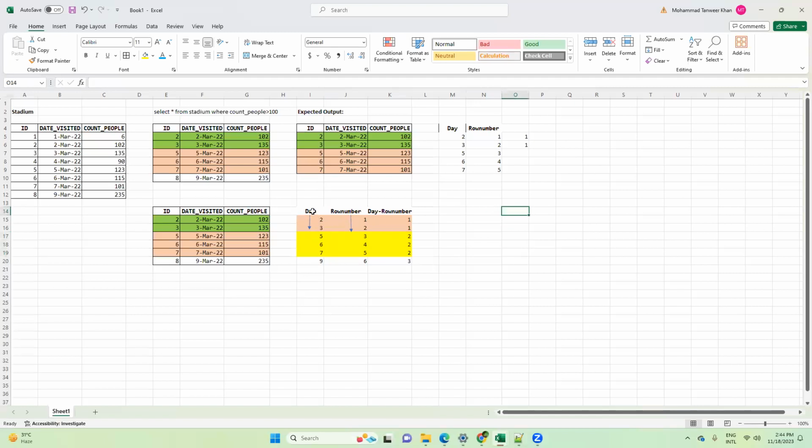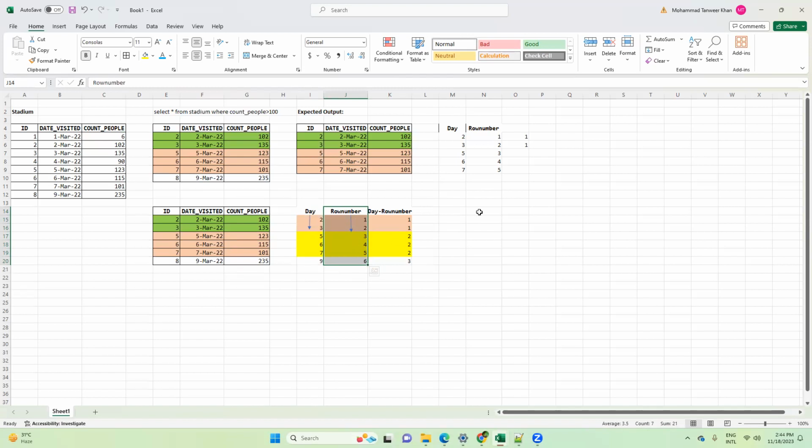I will explain again from scratch. So here in day, I have extracted the day part from these dates, second, third, fifth, sixth, seventh, and ninth. In row number, I have derived the row number. You know, like row numbers are the consecutive ones, 1, 2, 3, 4, 5, 6, like that, correct? Hope you all know.